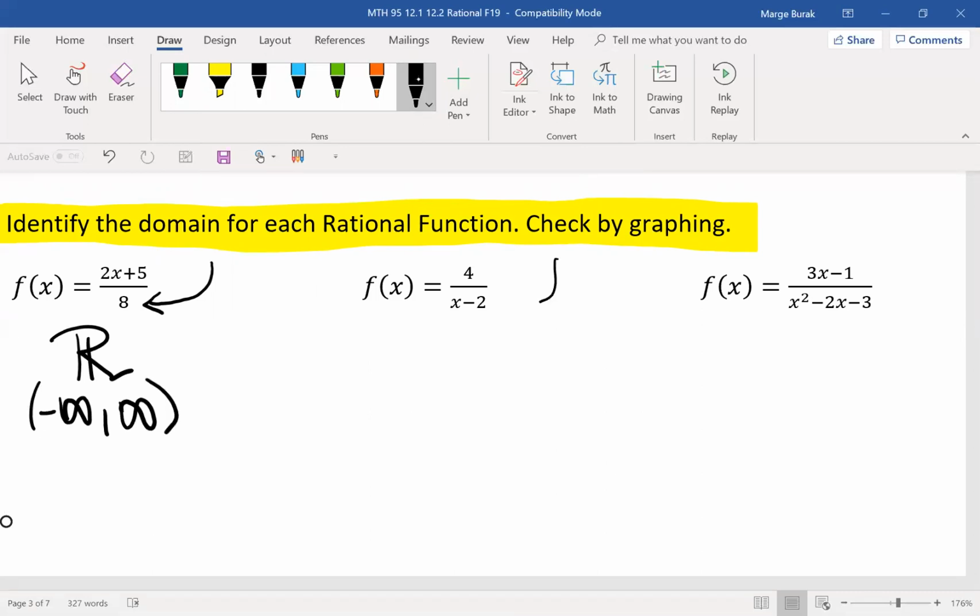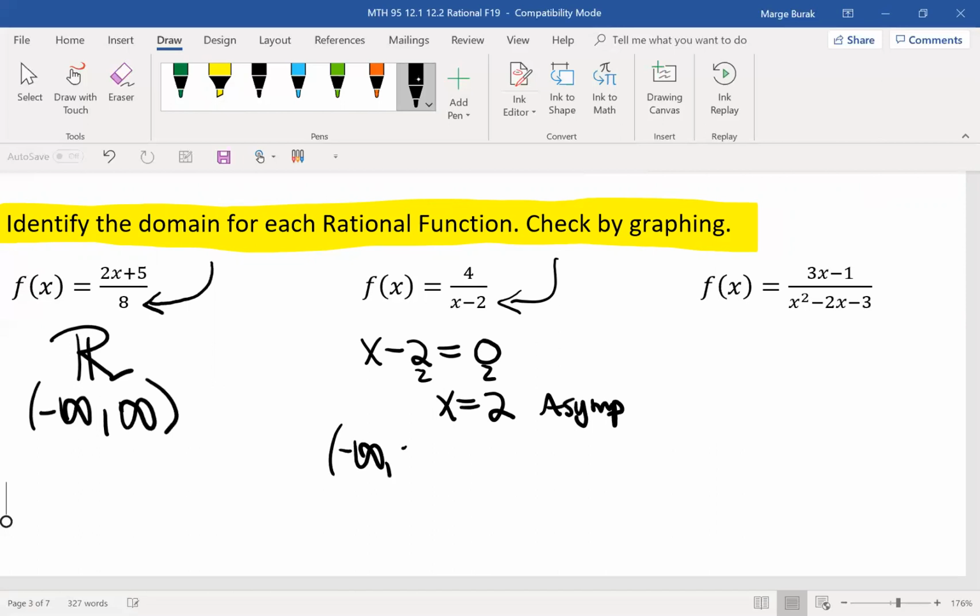Now this one, on the other hand, x minus 2, not okay. X minus 2 cannot equal 0. So let's find that asymptote in this case by solving for x. So when x equals 2, we're going to have an asymptote. And so the domain is going to be from negative infinity to 2, and then 2 to infinity. We are not having the value of 2.